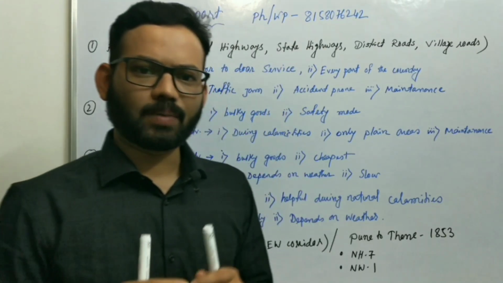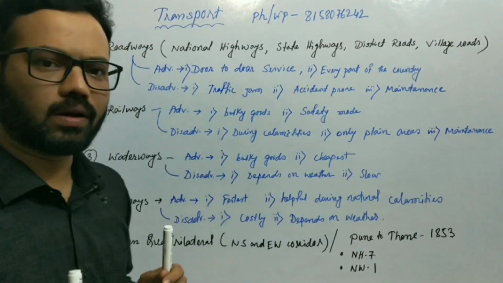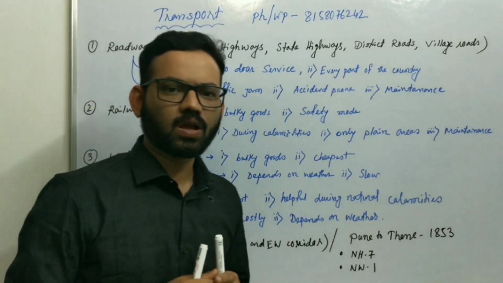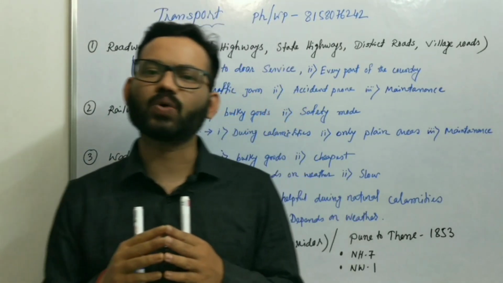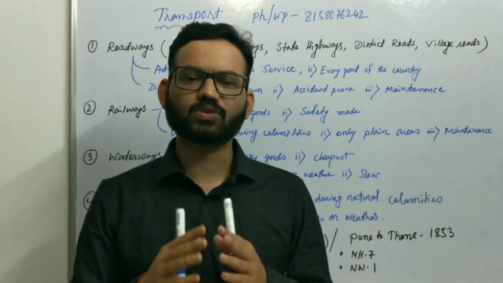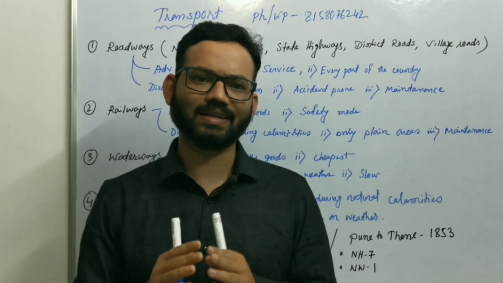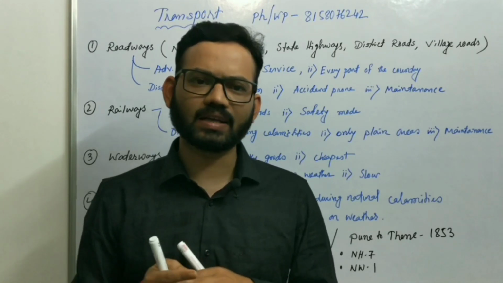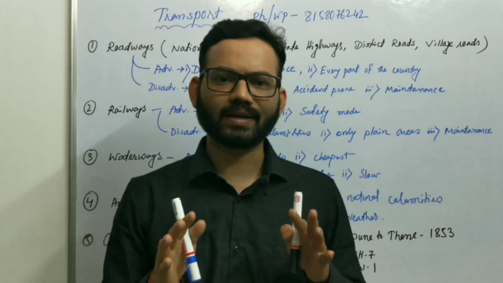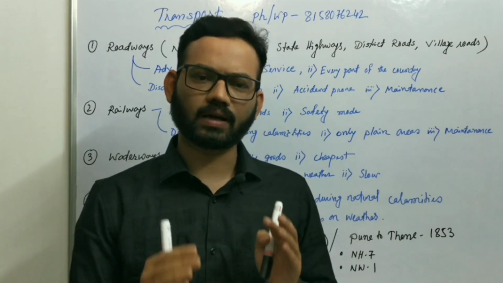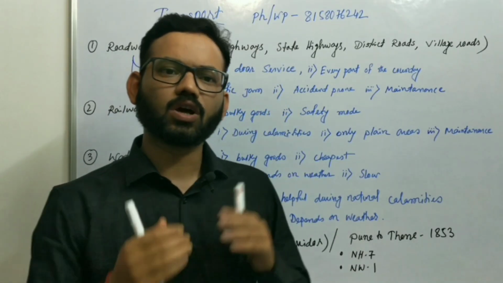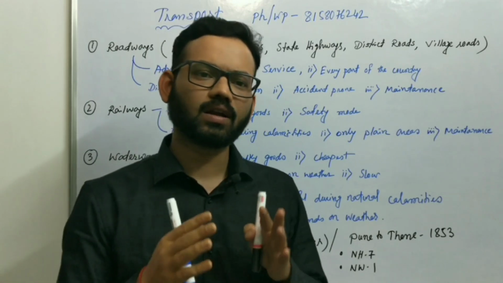Let's discuss another important topic, the Golden Quadrilateral and the North-South and East-West Corridor. The Golden Quadrilateral is a national superhighway project undertaken by the central government. The main aim of this project is to connect the four metropolitan cities of India: Delhi in the north, Chennai in the south, Mumbai in the west, and Calcutta in the east. Under this project, the North-South, East-West Corridor was launched.